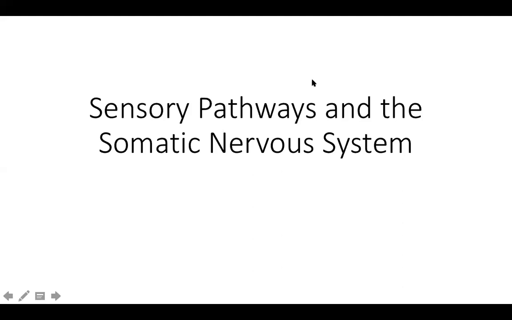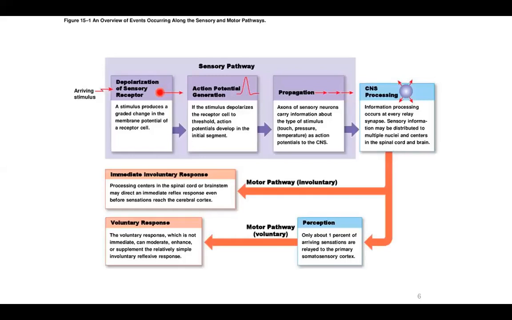All right, guys. Today we're going to go over sensory pathways and the somatic nervous system. All right. So to start here, there's a similar picture in your book, just an overview of how our sensory and motor pathways work, showing we have an arriving stimulus that causes a depolarization in the sensory receptor, which then propagates an action potential into the central nervous system where it's processed, and then we send signals down through the motor pathways to involuntary and voluntary muscles as a response.